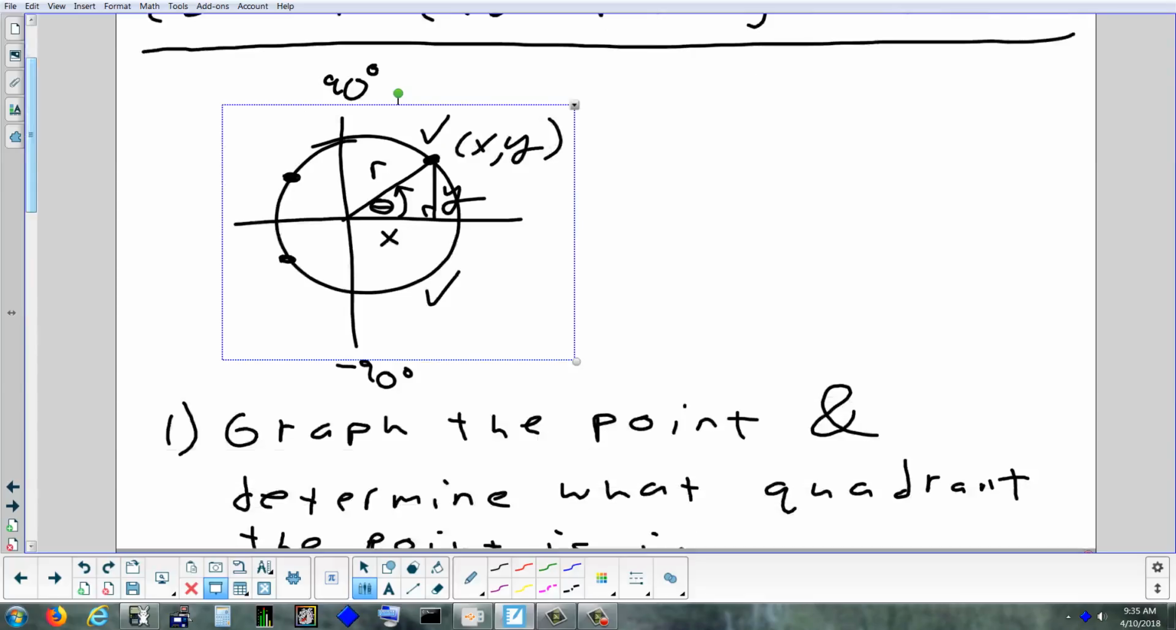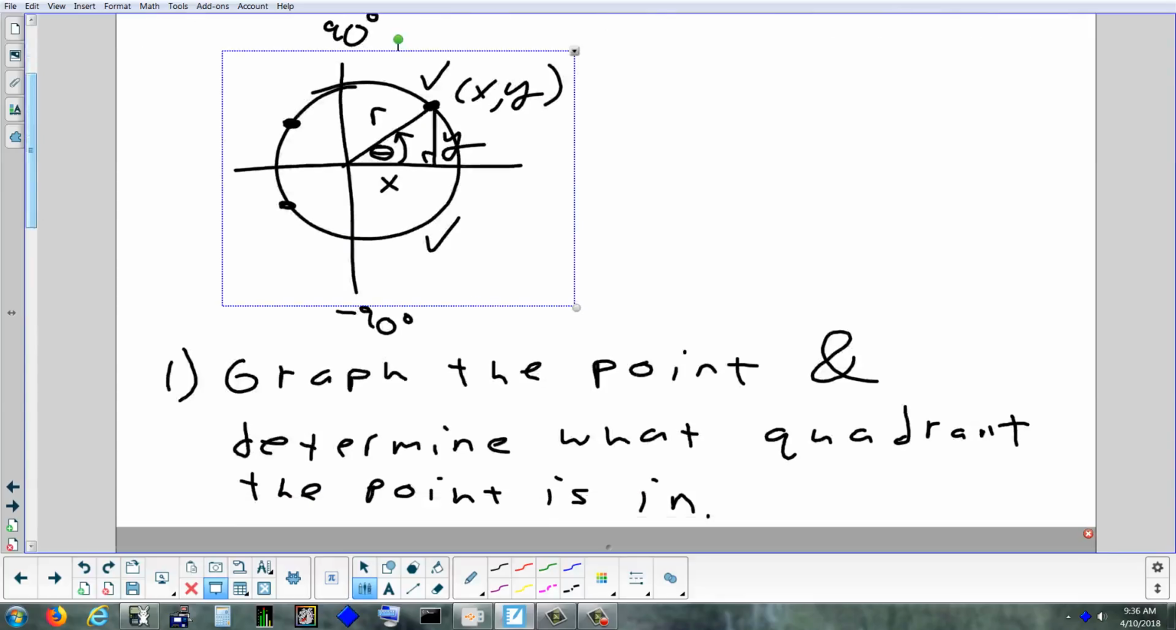So the first thing I recommend to do is graph the point and figure out what quadrant you're in. Now, if you can figure out the quadrant, you don't really need to graph it. But the point is, find the quadrant you're in. If you're in quadrants 1 and 4, you're going to do something. If you're in 2 and 3, you're going to do something just slightly different.